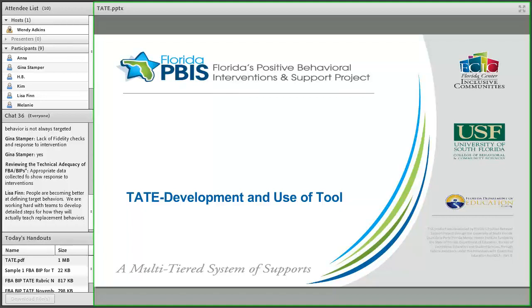So now we're going to go into our tool. Make sure you download all the tools. The PDF is the actual PowerPoint. This is the next thing that you might want to pull up. This one, which is called the FBA BIP Tate, November, because it has a date on it. That's why. It's the last time we made a little change in it. That is going to be the actual evaluation tool. And the next one is called the FBA BIP Tate rubric. You're going to want to download that as well, because that's going to provide you with a description and a guide for how to score each item.